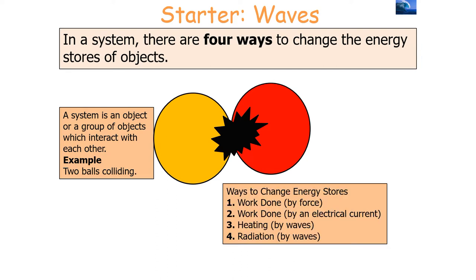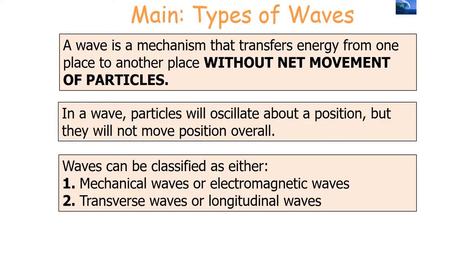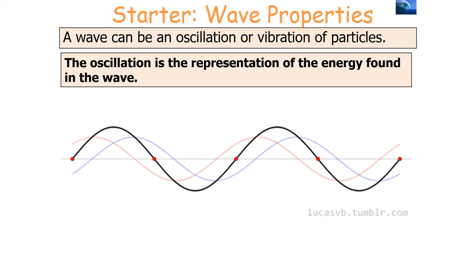You can have work done by a force, work done by an electrical current, heating by waves, or radiation by waves. Now, it's important to also note that in the wave the particles will oscillate about a position, but they won't move position overall. Now, waves can be classified as either mechanical or electromagnetic waves and transverse or longitudinal waves.